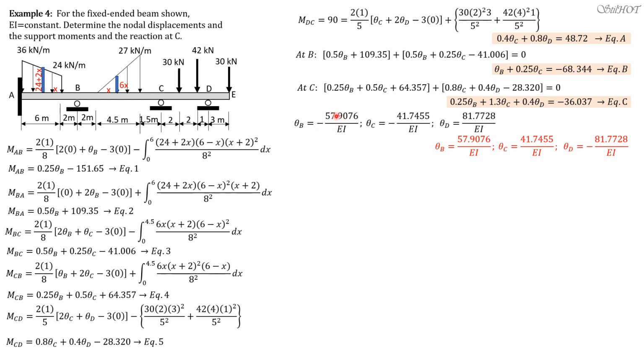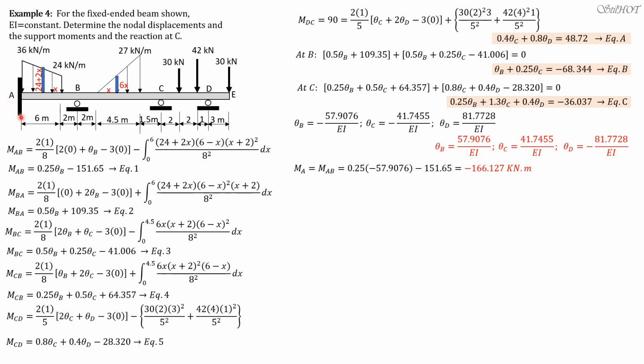So for theta B, we substitute negative 57.9076. For theta C, negative 41.7455. For theta D, 81.7728. So for moment A, so moment A is equal to moment AB, 0.25 of negative 57.9076 minus 151.65. The result is negative 166.127. The meaning of negative 166.127 is the moment is counterclockwise.